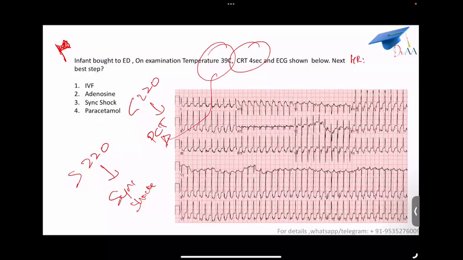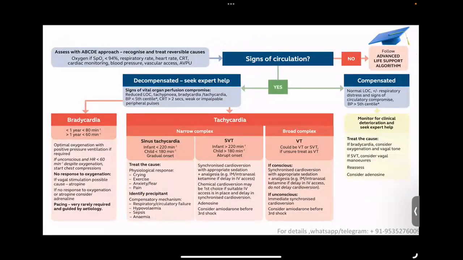Excuse me, sir. Regarding this question, the capillary refill time in the question is more than 2 seconds. And the algorithm says when a patient is decompensated, the capillary refill time is more than 2 seconds. I think the patient is in a decompensated state. More than 2 seconds, decompensated.